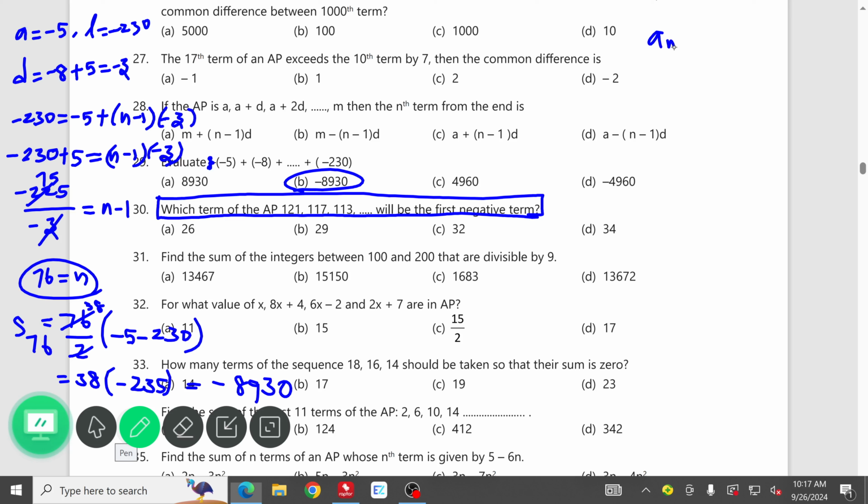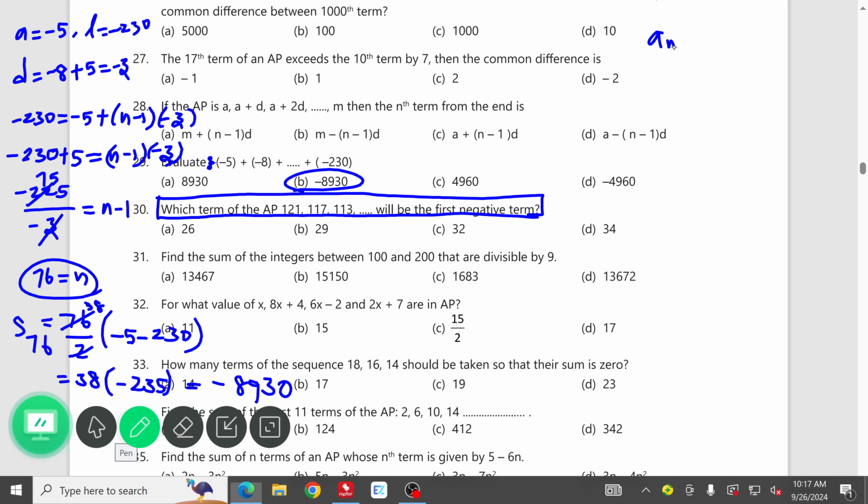Which term will be the first negative term? First negative. A negative term will be less than 0. Am I right? So which is the first negative term they are asking? The first negative term we have to find. So if you take less than 0, automatically the n value will come, which is the first term. Shall we go now? Right.